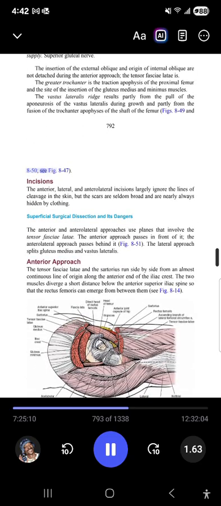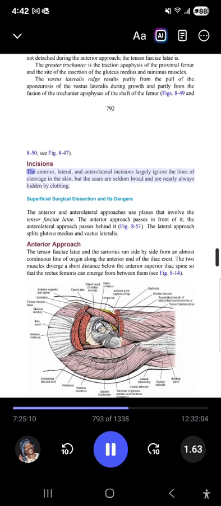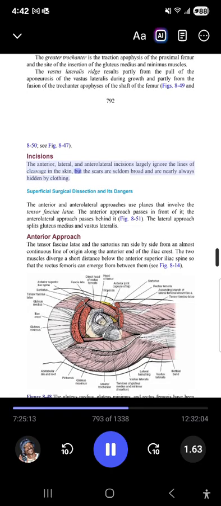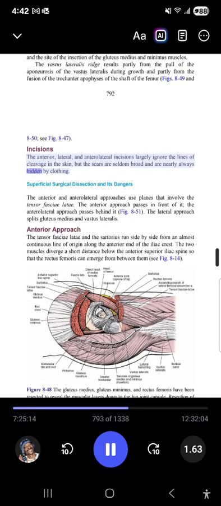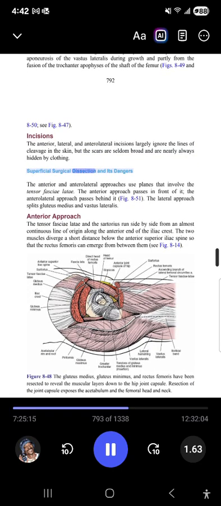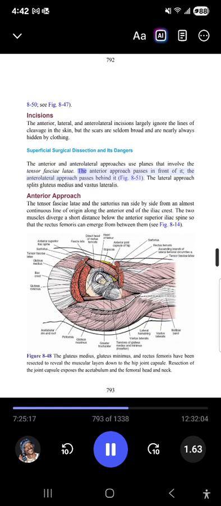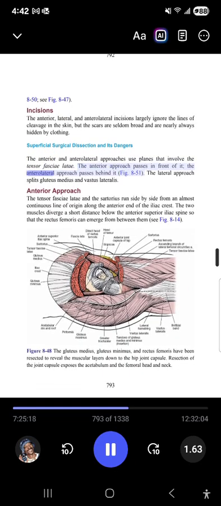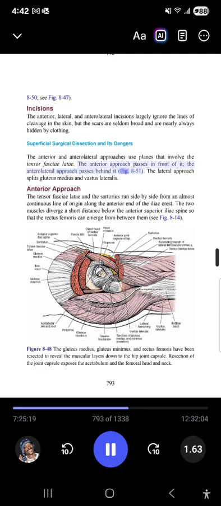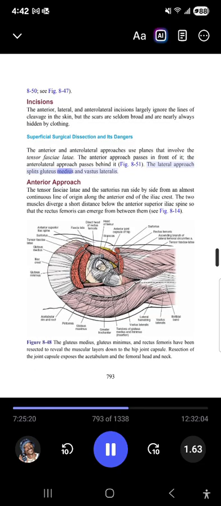See figure 8-47, incisions. The anterior, lateral, and anterolateral incisions largely ignore the lines of cleavage in the skin, but the scars are seldom broad and are nearly always hidden by clothing. Superficial surgical dissection and its dangers. The anterior and anterolateral approaches use planes that involve the tensor fasciae latae. The anterior approach passes in front of it. The anterolateral approach passes behind it, figure 8-51. The lateral approach splits gluteus medius and vastus lateralis. Interior approach.